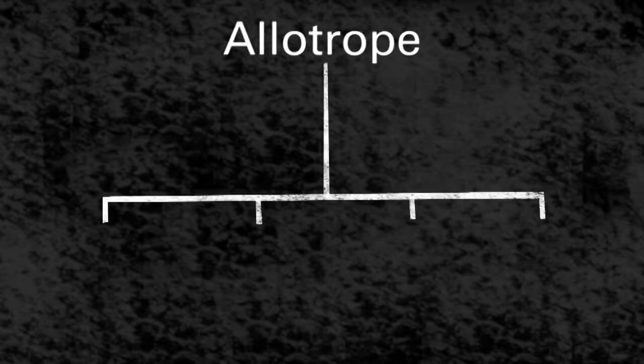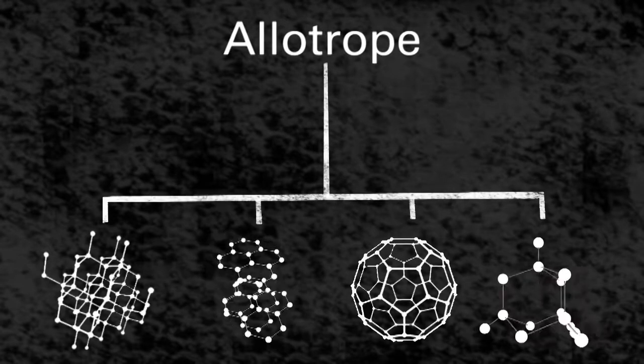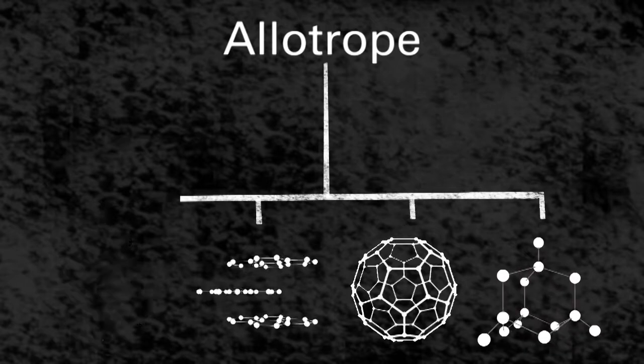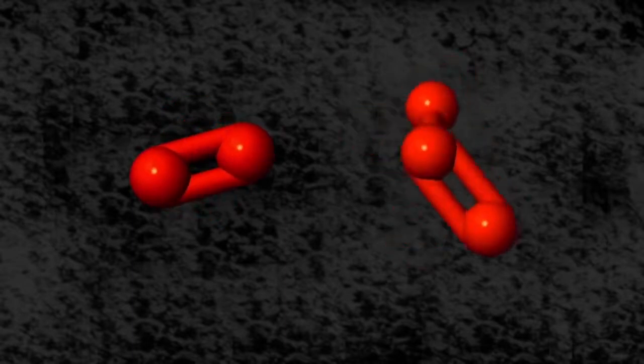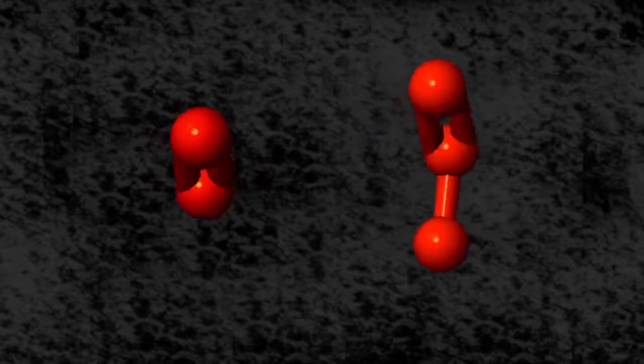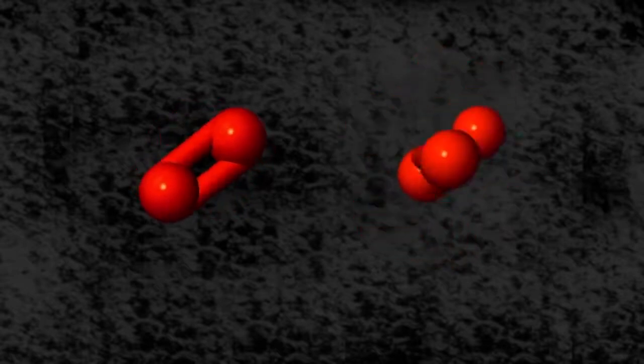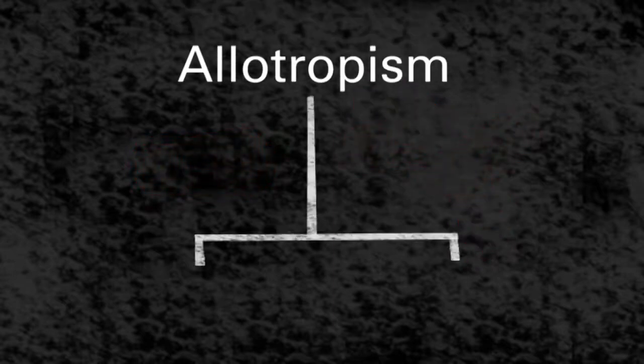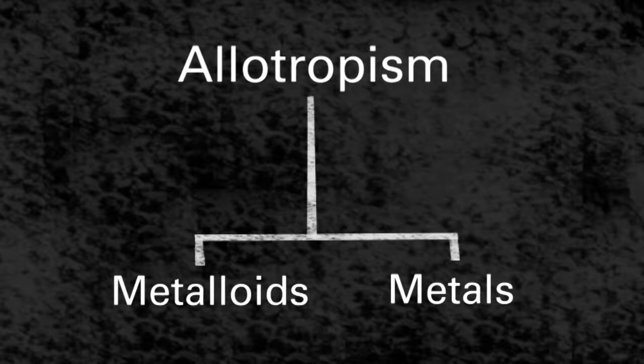An allotrope is simply a different form of the same element, each with distinct physical and chemical properties. For example, oxygen can exist as diatomic oxygen or as ozone. These molecules are made exclusively of oxygen atoms, though their structures and properties are very different from one another. This allotropism can also exist in certain metalloids and metals.